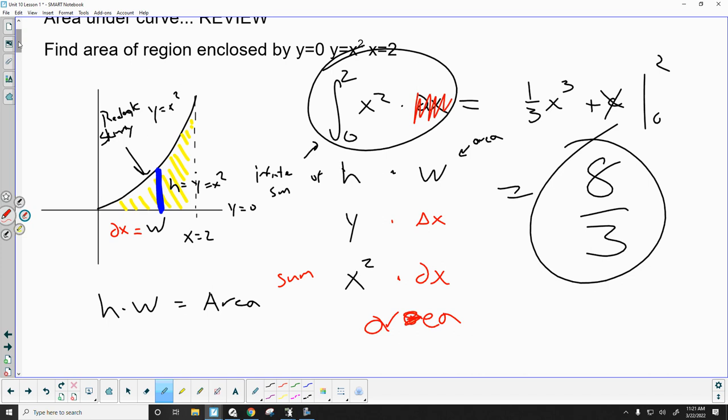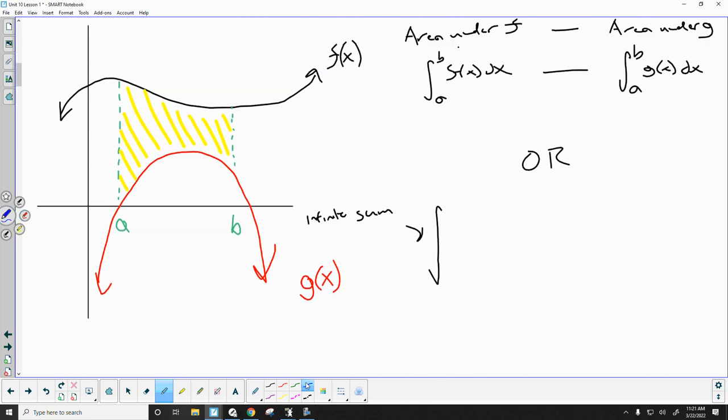So what I want you guys to do from now on, when I'm asking you to find an area, is start with a rectangle. Draw a rectangle. The rectangle has two characteristics. It's a height and a width. The width is very easy to list. The width is a small x distance. We are going to infinite sum heights and widths of these blue rectangles. I'm drawing one, but think about an infinite amount of these blue rectangles between A and B. Okay? They all have height. They all have width of dx.